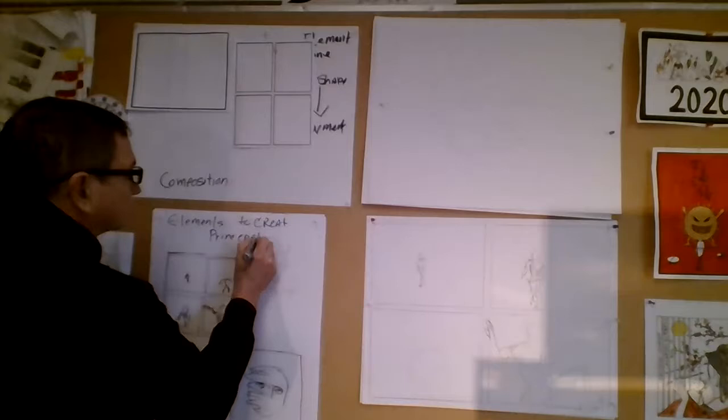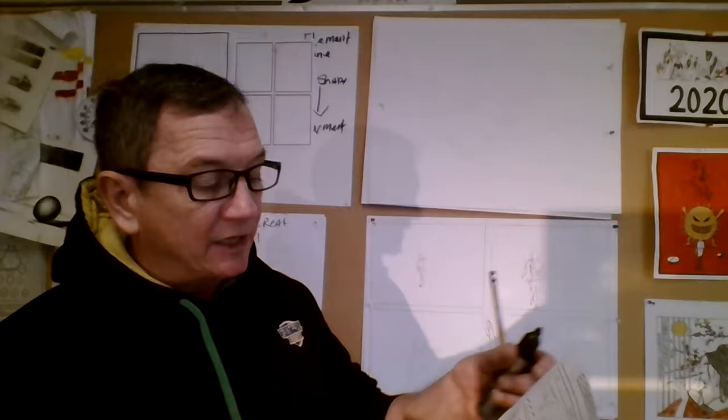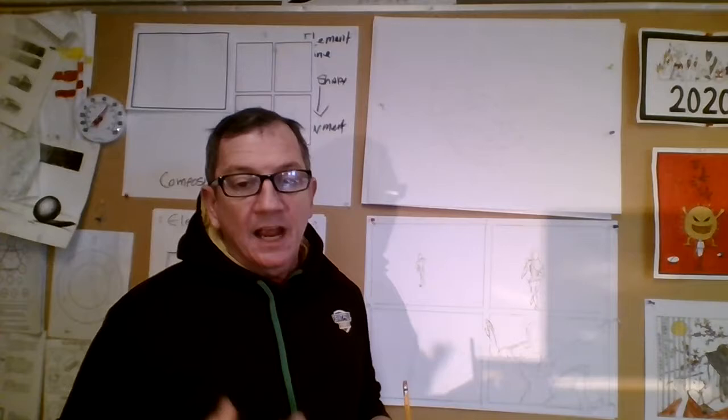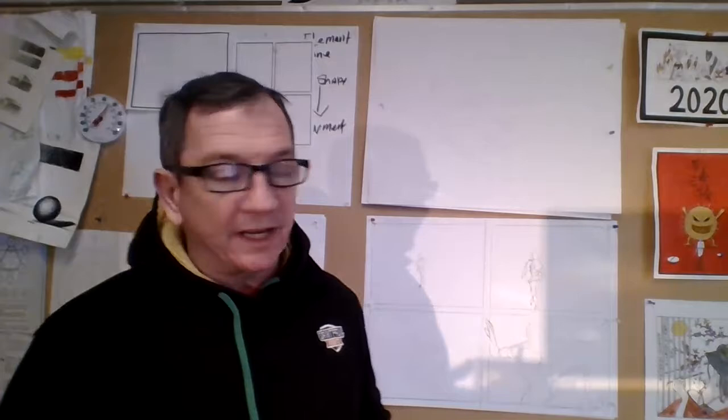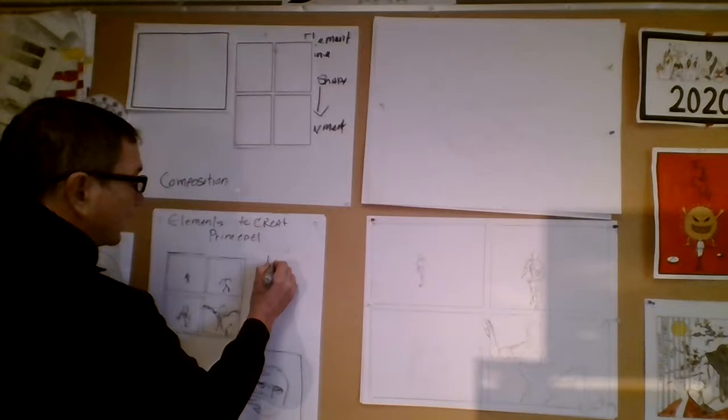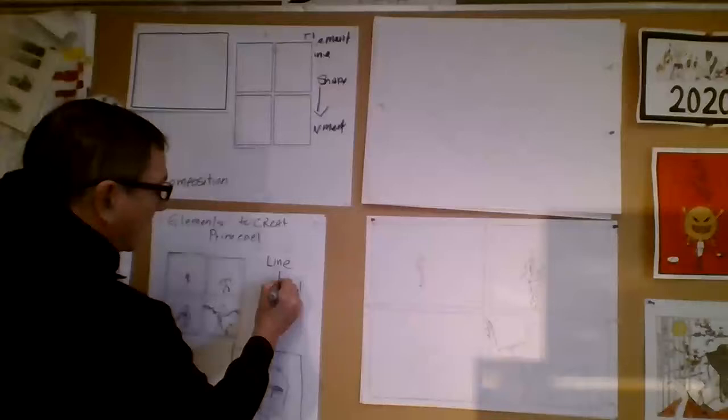Now, everyone should have this in their sketchbook, and everyone should be able to use this vocabulary. And we're going to use line, and we're going to try to create movement. In any project that we have in the art class, anybody should ask you, what's the element you're using and what principle you're trying to create? And we're going to be trying to create movement with line. So line is our element, and movement is our principle.